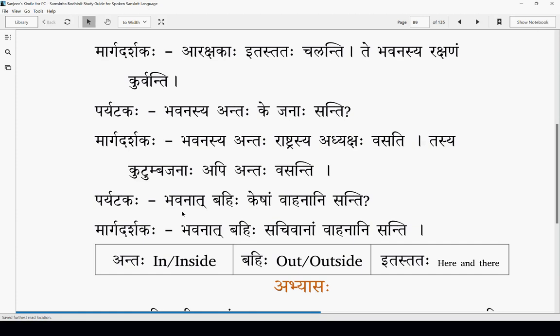Bhavanat bahi kesham vahanani santi. Whom does it belong to? But in plural form. Whom does what belong to here? Vahanani. Kesham vahanani santi. These vehicles belong to whom? Kesham is bahuvachan. Then Bhavanat bahi sachivanam vahanani santi. Sachivanam, like ministers. Vahanani santi.